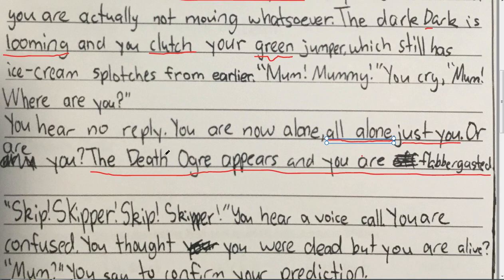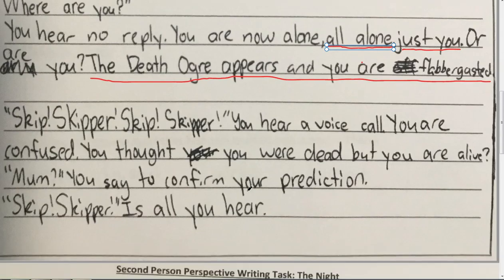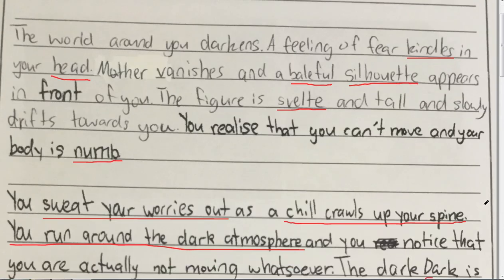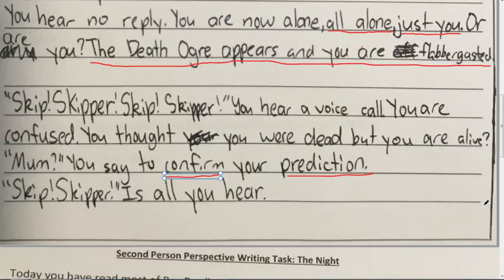Okay, so no, but her literally bringing the death ogre into this, yeah, it's a little bit confused. All right, so I would tell her to, from here, cut that out. She'll probably need to change this whole ending part. Skip, skipper, skip, skipper. You hear a voice call. You are confused. You thought you were dead, but you are alive. Mum, you say to confirm your prediction. Some nice vocabulary there. Skip, skipper is all you hear. Alright, so this ending part's very ambiguous. I'm not sure what's even going on here. Alright, and that's all she managed to write in the 20 minutes that we did. So she hasn't even really seemed to resolve the narrative, right?